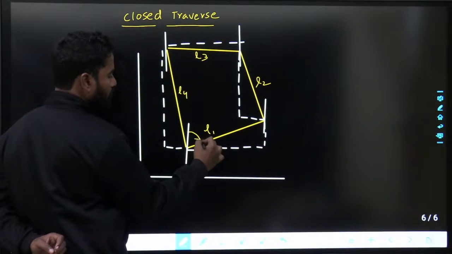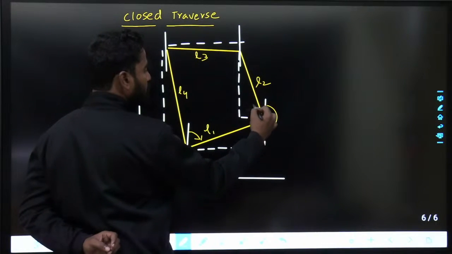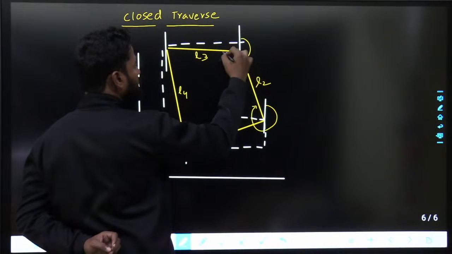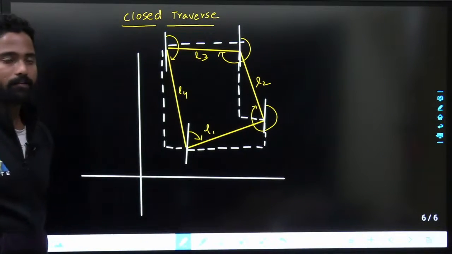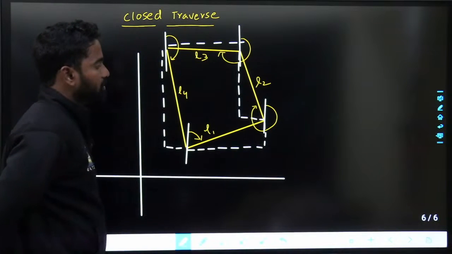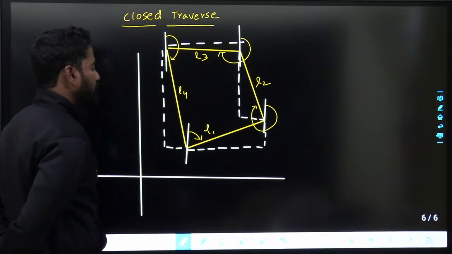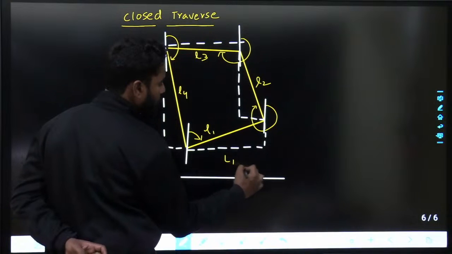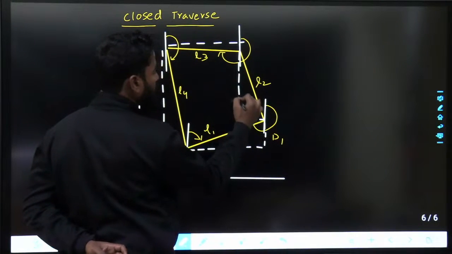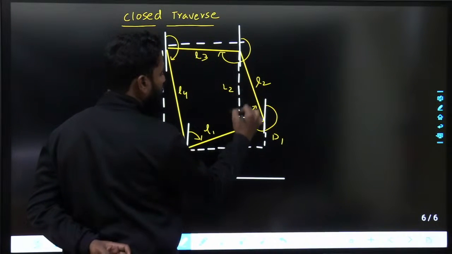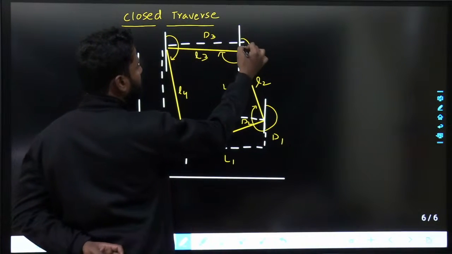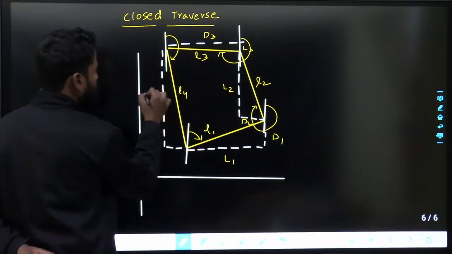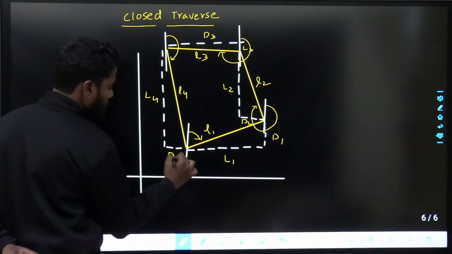bearings also you can write. This is the bearing for this line, this is the bearing for this line, this is the bearing for this line, this is the bearing for this line. So these are the bearings for the lines. This is latitude L1, departure D1. This would be latitude L2, departure D2. This is latitude L3, departure D3. This is latitude L4, departure D4.